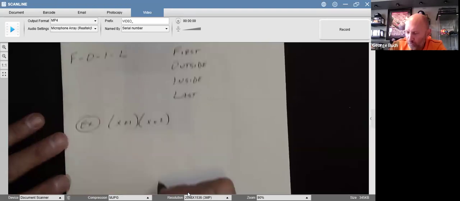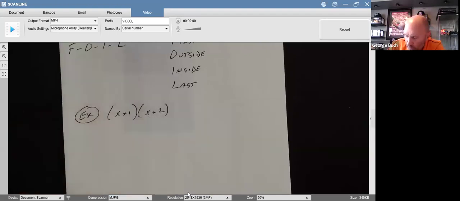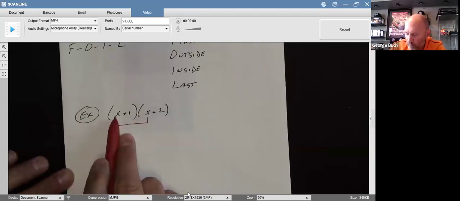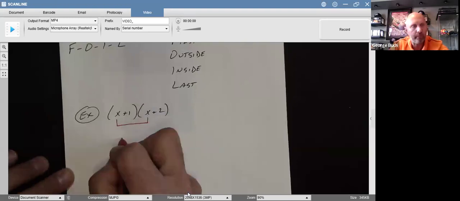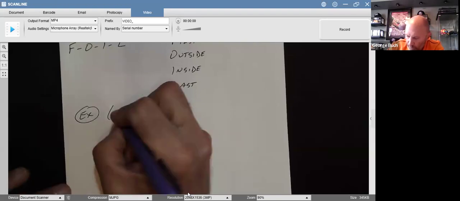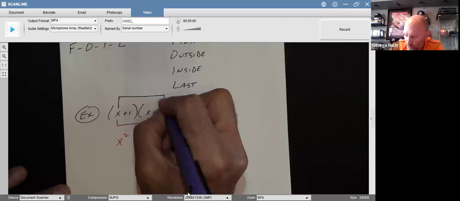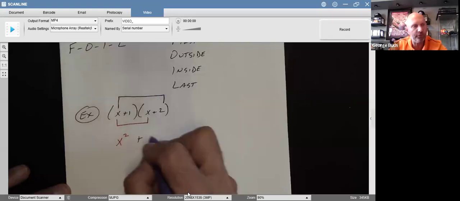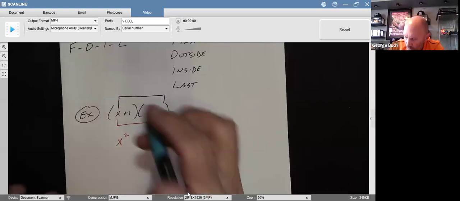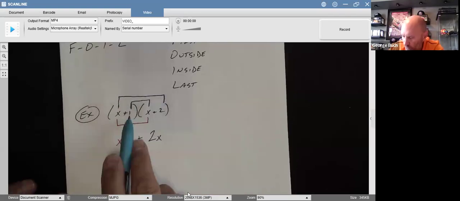So I want to multiply these two binomials, so I'm going to first, let me switch to colored pens here, do the first terms. The first term of this binomial and the first term of that one, so that's x squared. Then outside, so the outside of this binomial with the outside of that binomial. So x times 2, which is 2x. Inside, so the inside term of this one and the inside term of that, so 1 times x is just x.